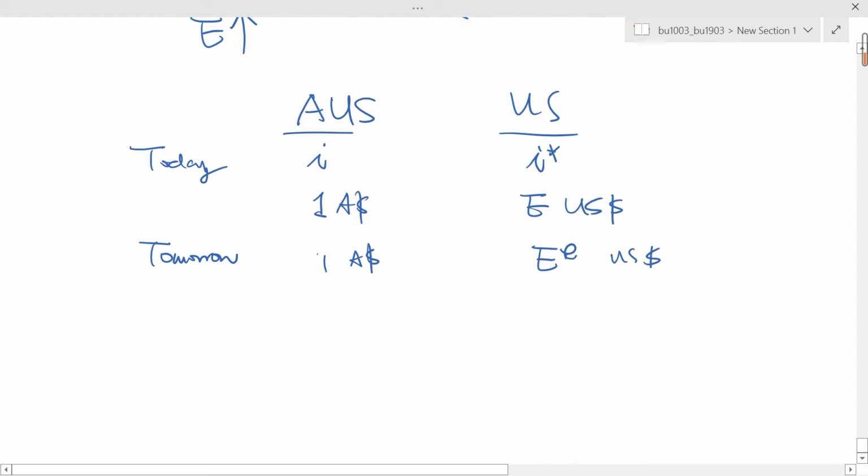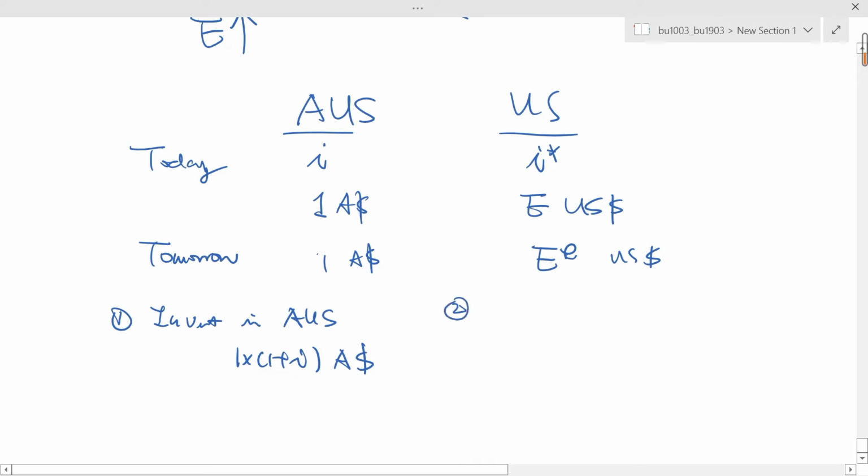Now I have 1 Australian dollar in hand. I have two options. Option 1, I can invest in Australia. Then today I invest 1 dollar, and tomorrow I get 1 times (1 plus I) Australian dollars back.